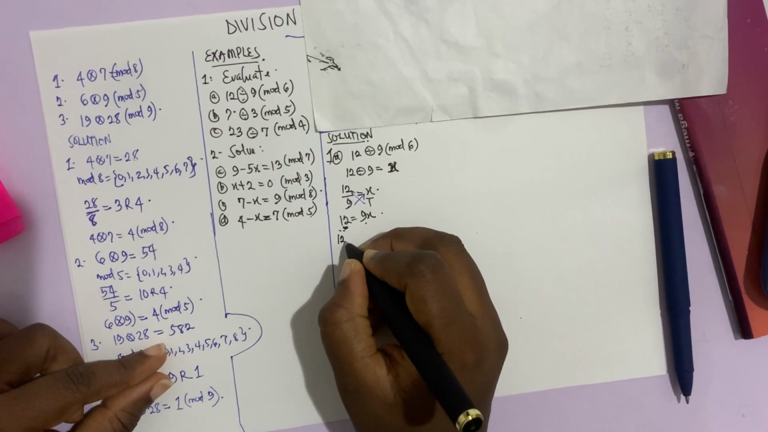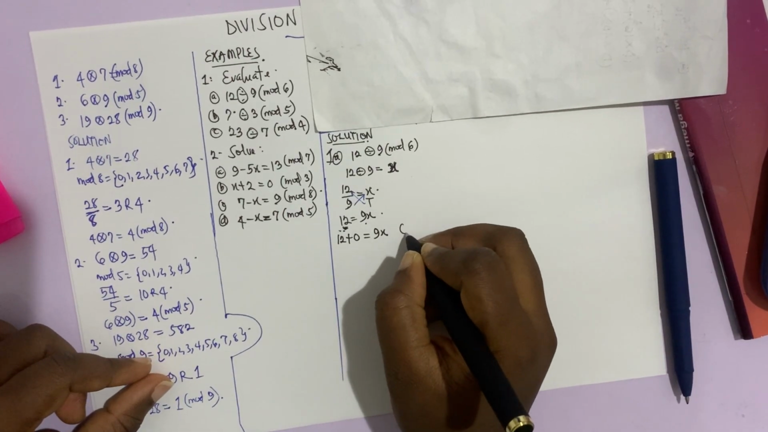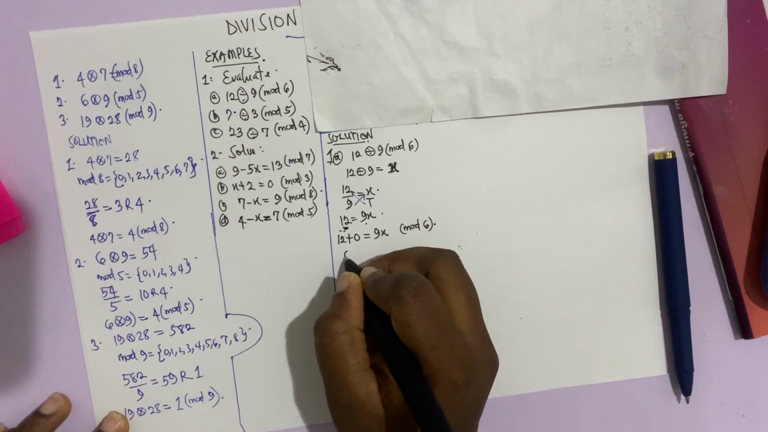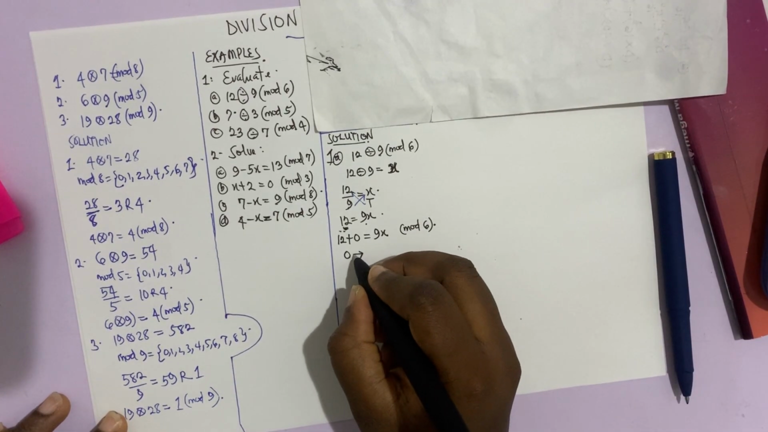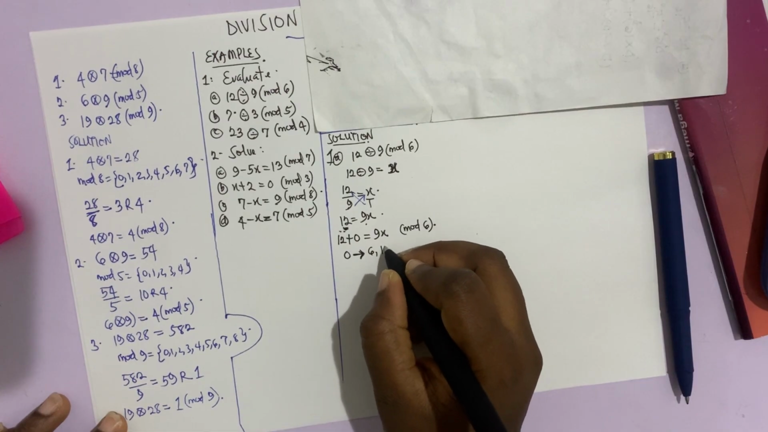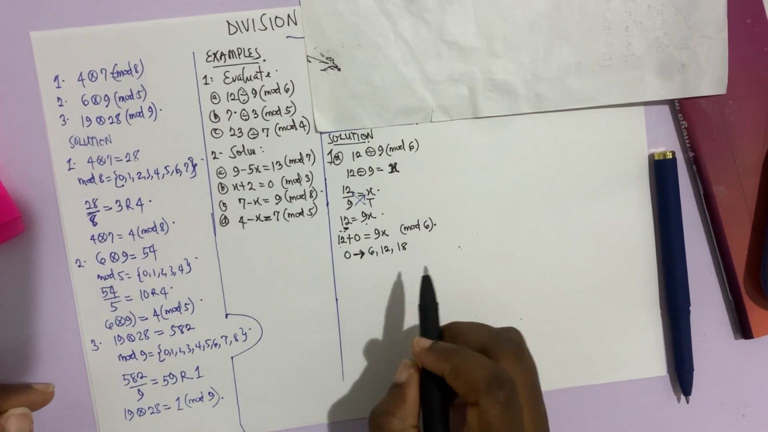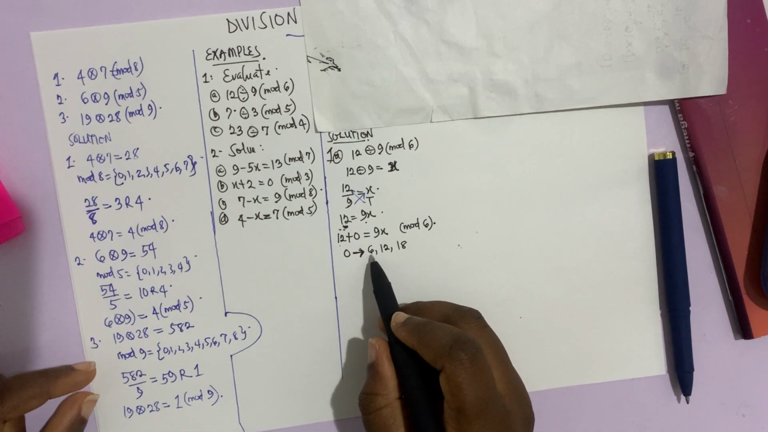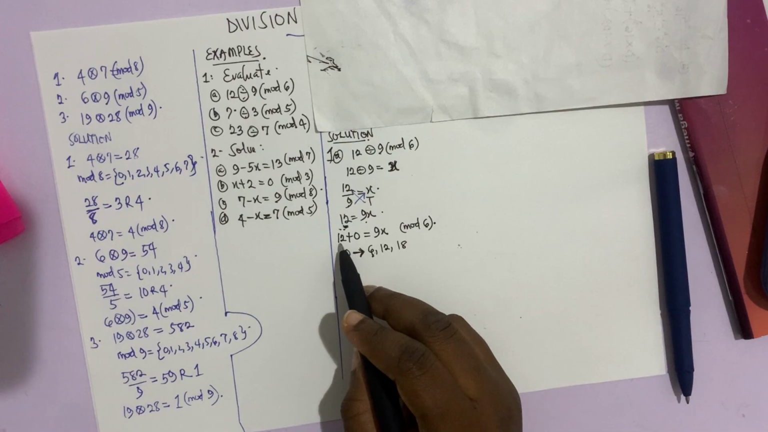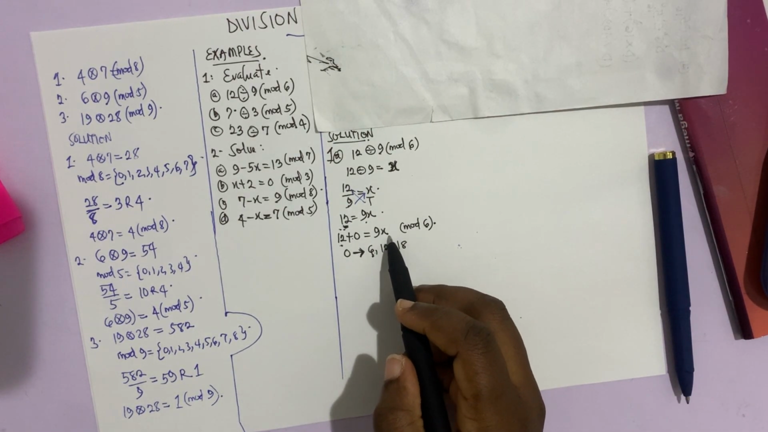We just say 12 plus 0 is equal to 9x. But remember, we are working in modulo 6, and in modulo 6, possible values of 0 are multiples of 6. So this 0 could be 6, it could be 12, it could be 18, and so on. Now because we already have 12, if we pick the least value, which is 6, and add it to 12, it will give us 18. And 18 is a perfect multiple of 9.